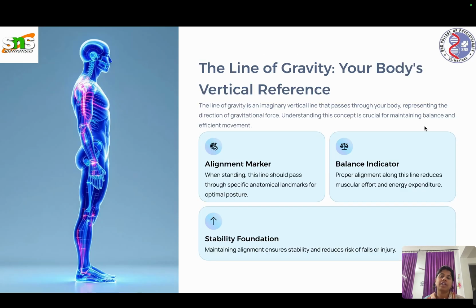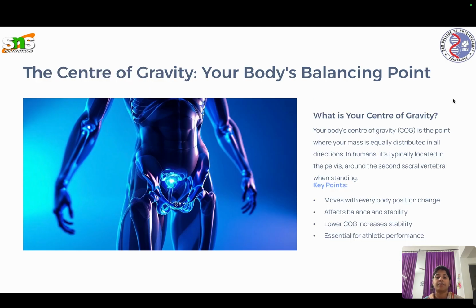Coming to the line of gravity. The line of gravity is an imaginary vertical line that represents the direction of gravitational force acting on our body. In an ideal standing posture, this line passes through specific landmarks such as the ears, shoulders, hip, knee, and ankle. When this alignment is maintained, the body requires minimal muscular effort to stay upright. However, if this line shifts forward or backward, the muscles have to work harder to maintain balance, which can lead to fatigue and pain over a period of time.